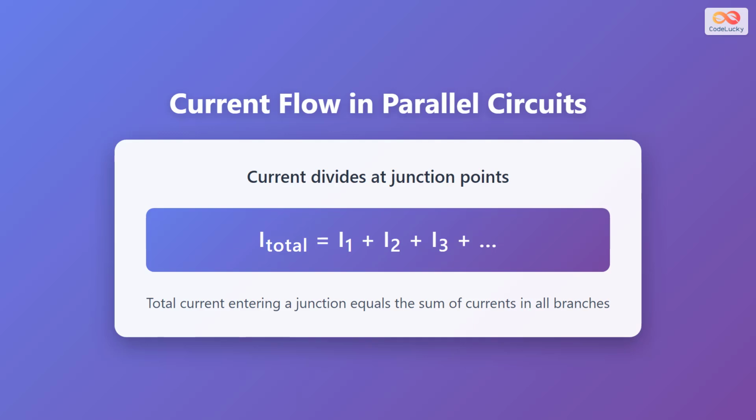In parallel circuits, current behaves in a specific way. When current reaches a junction point, it divides and flows through the available branches. The total current entering the junction equals the sum of all currents flowing through individual branches. This is expressed mathematically as total current equals current 1 plus current 2 plus current 3, and so on. This principle is known as Kirchhoff's current law.